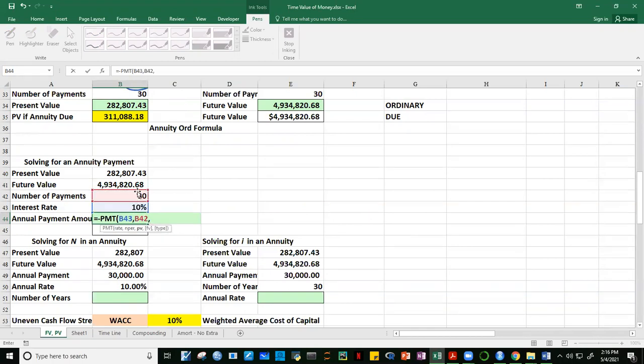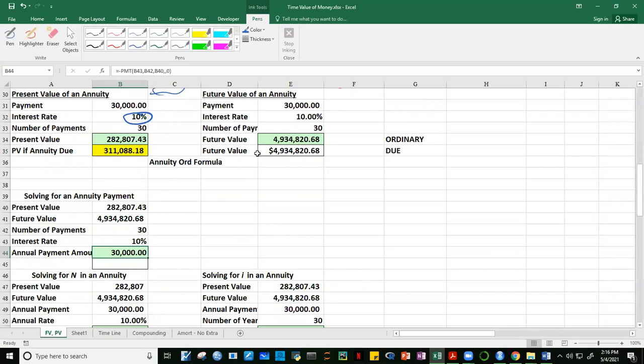What's the present value? Gamitin natin si present value. Comma. So, since ginamit na natin, guys, yung present value, hindi natin gagamitin sa future value, ha? Kasi hindi naman magkaibang cash flows yan. They're just equivalent cash flows. So, walang future value, comma. Type natin is ordinary. Kailangan ilagay natin to kasi hinahanap natin si annuity. So, we have to put here 0 because we're looking at ordinary annuity. Enter, guys. 30,000. Pareho ba? Annuity daw 30,000. So, if you want 282 now, you have to invest 30,000 for the next 30 years at 10%.